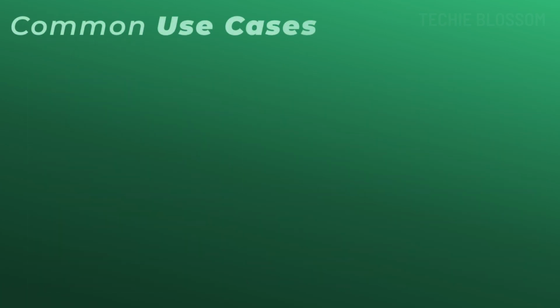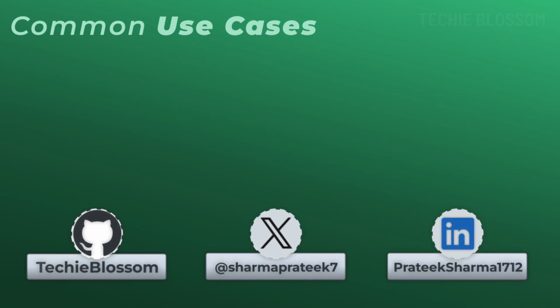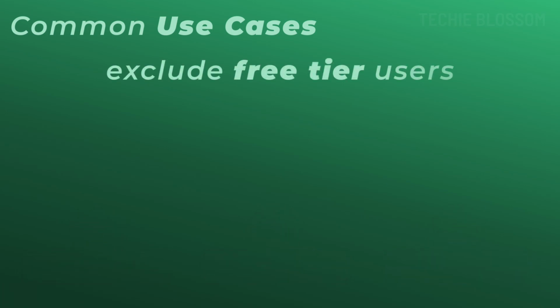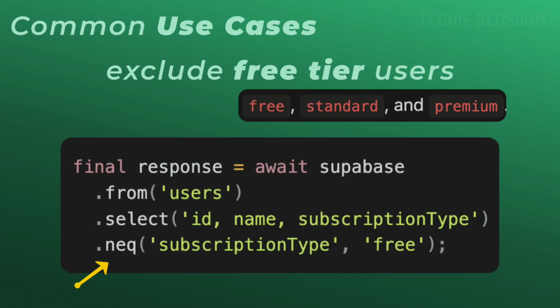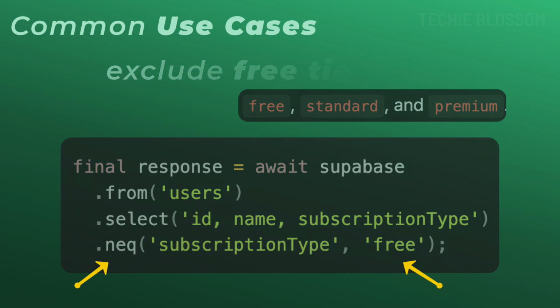The not equal filter is super versatile and can be applied in a variety of use cases beyond FUT Maidaan. Here are a couple of examples. You want to exclude free tier users in a subscription app. So let's say you are managing a subscription-based application with user tiers like free, standard, and premium. You want to show only paying users in analytics. Using the not equal filter, you can exclude free tier users like this. This query ensures that only standard and premium users are included in your results.